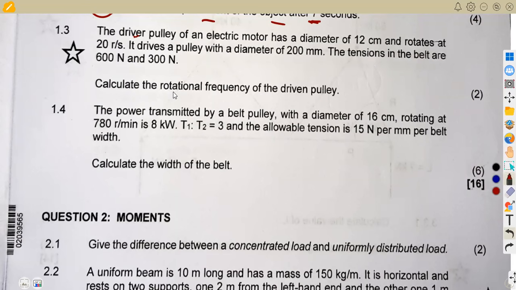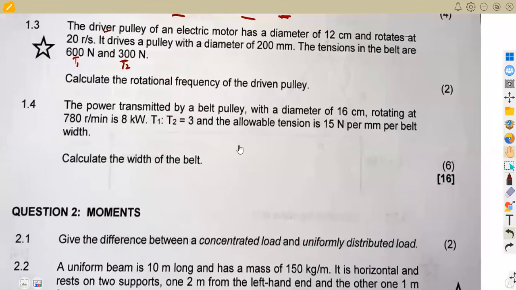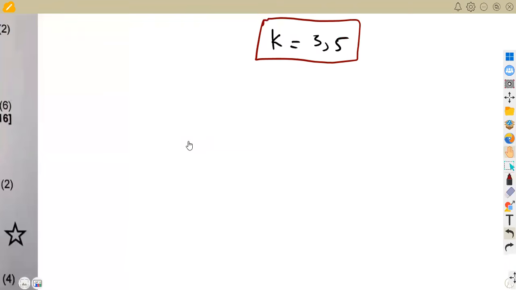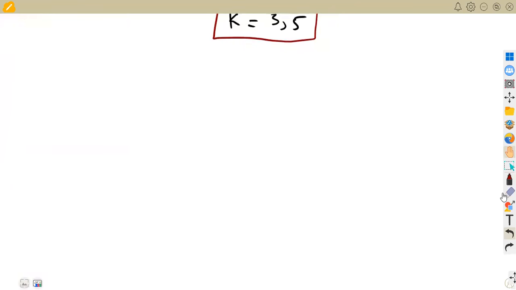Remember that the driver is the one that is going to have the bigger tension, which is T1. So we've got T1, and we have the smaller part, T2, on the slack side. So for the driver, I'm just going to write it in terms of 1. You can write in terms of A and B, or 1 and 2, to indicate the driver and the driven. It's up to you. I'm just going to use 1 and 2.